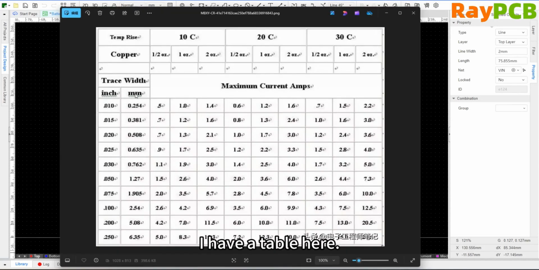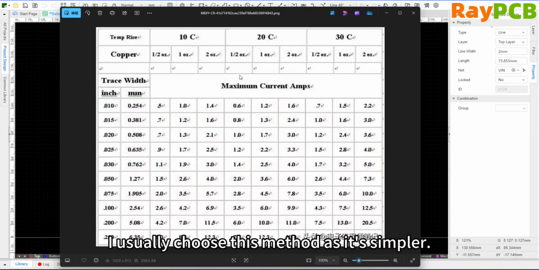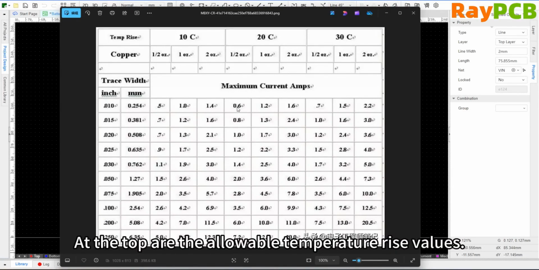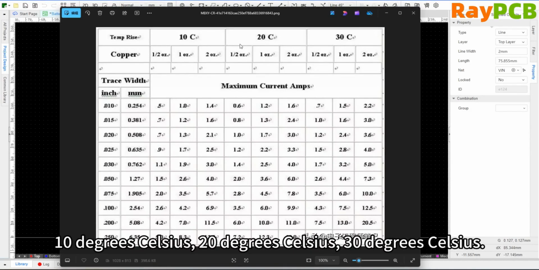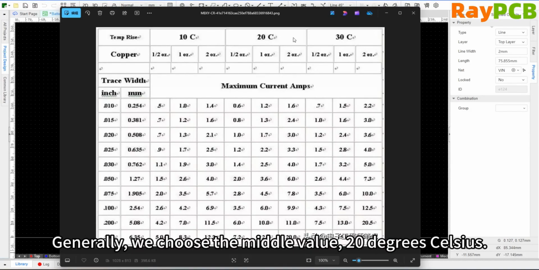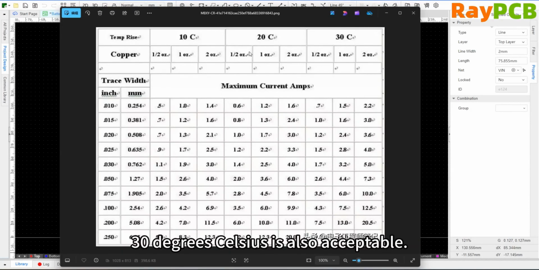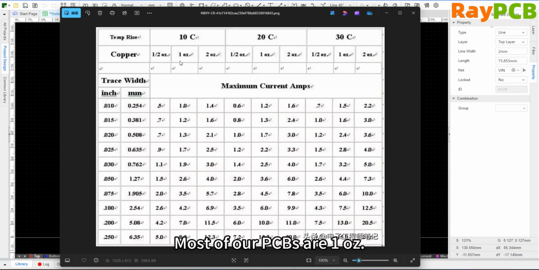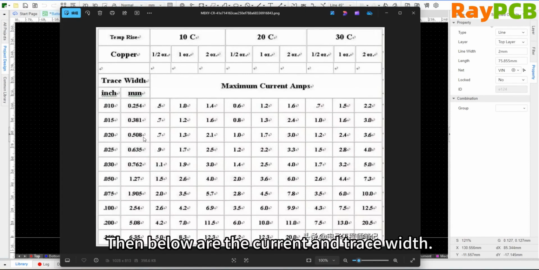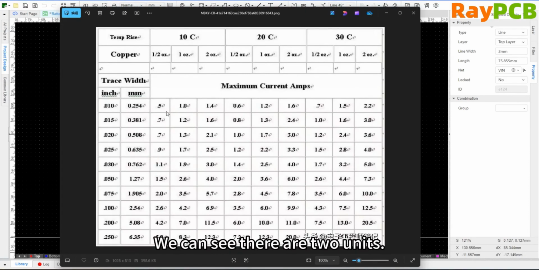Here I have a temperature rise table, and I usually choose this method because it's relatively simple. At the top are the allowable temperature rises, 10 degrees, 20 degrees, 30 degrees. Generally, we pick a middle value, 20 or 30 degrees are both acceptable. This row here shows the copper thickness. Most of our PCBs use 1-ounce copper thickness, which is this value in the middle. And below that are the current and trace width. We can see there are two units. If we use millimeters as the standard and take 20 degrees as the reference, if I want to carry 3.6 amps, the width must be 1.27.